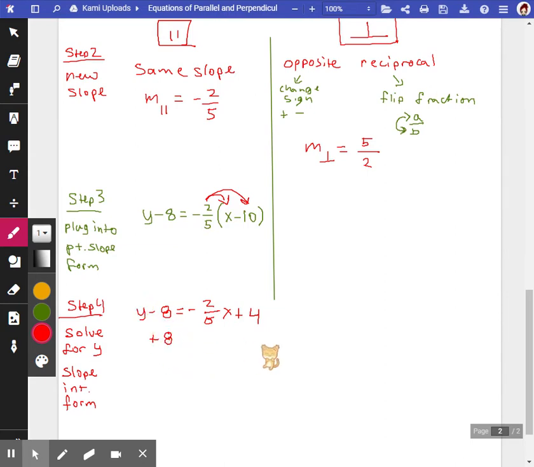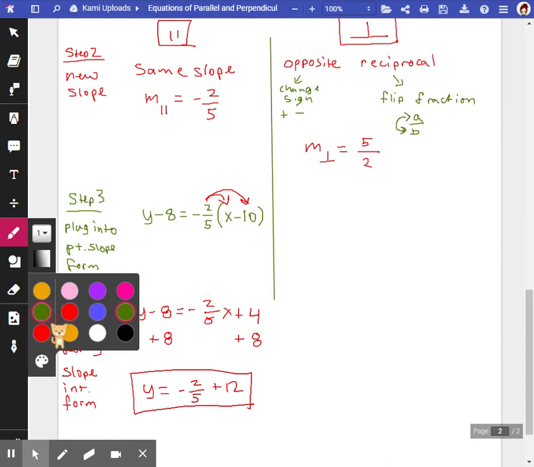And then I want to get rid of that 8, so I have y by itself, because y equals mx plus b has y by itself. So I have y equals negative 2/5 x plus 12. And that is my answer. You're almost always going to be giving your answer in slope-intercept form.